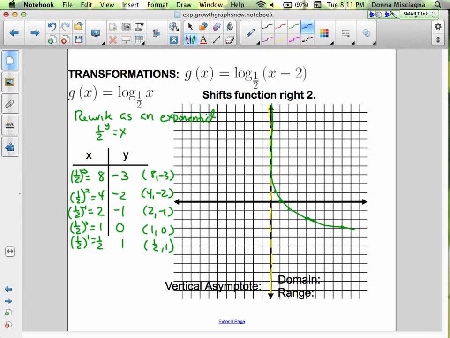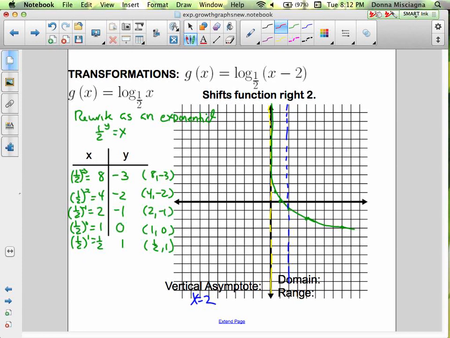Now let's do the translation. We're shifting 2 to the right. We got a minus, it's hooked onto the x, so it's got to go right or left, and it's a minus, so it's going to go right. That is going to change our vertical asymptote. So now we're going to have a vertical asymptote at x equals 2 instead. So let's graph that.